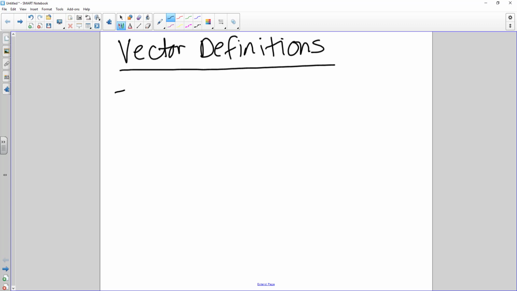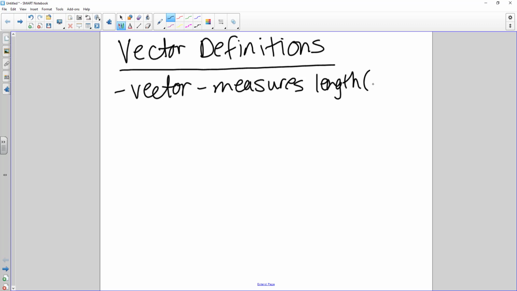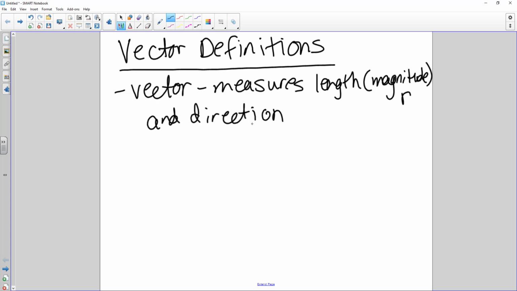It measures the length, magnitude, and a lot of times we denote this with an R. So it measures the length and direction. And for direction, sometimes we use theta or just an A for the angle. So we're talking about the angle that the vector is moving.